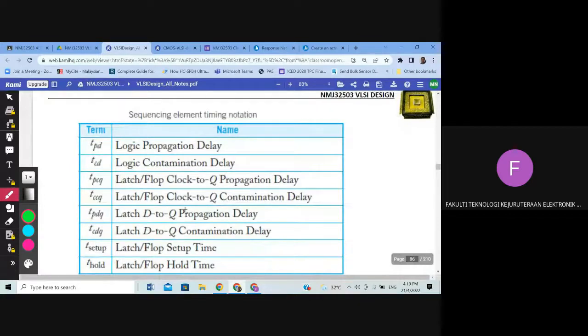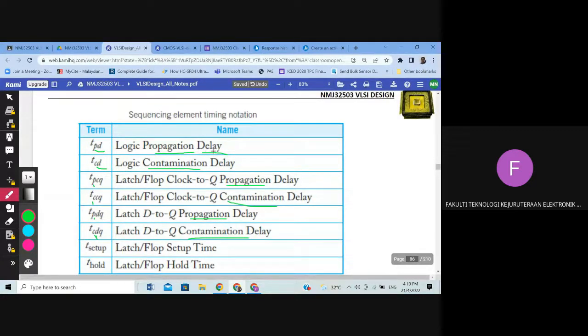TPD. The P here stands for propagation, and the C here is contamination. That's how you can remember. The first C is contamination, the P is propagation, and so on. The D here stands for delay. So TPD is the logic propagation delay.